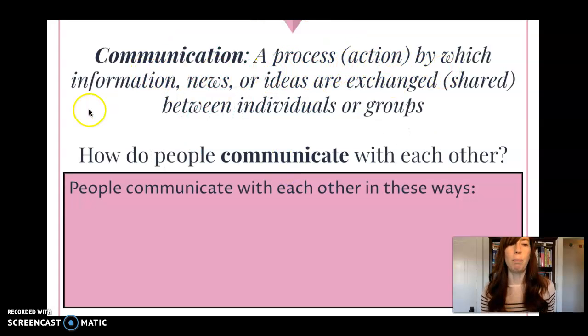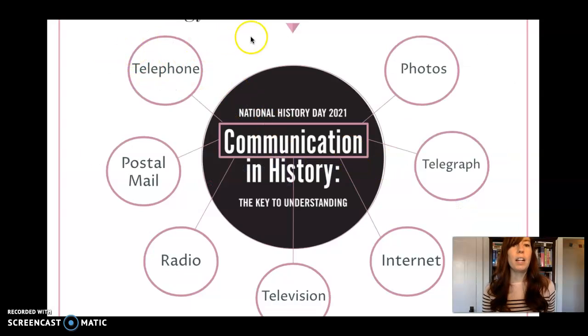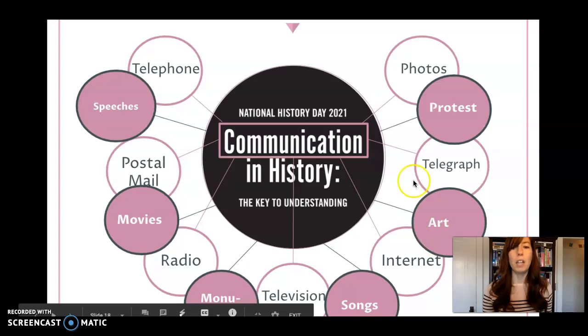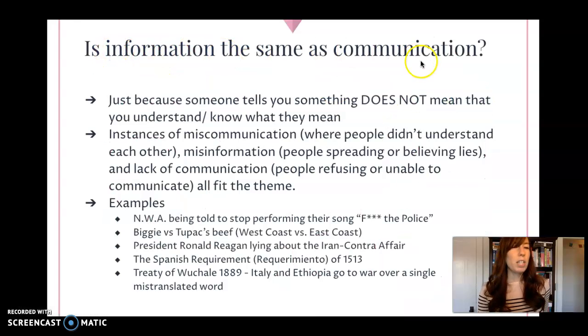Communication: a process or action by which information, news, or ideas are exchanged or shared between individuals or groups. How do people communicate with each other? People communicate with each other in these ways. Technology or means of communication includes telephone, postal mail, radio, television, internet, telegraph, photos, and speeches, movies, monuments, songs, art, and protest. Is information the same as communication? Just because someone tells you something does not mean that you understand or know what they mean. Instances of miscommunication, where people didn't understand each other, misinformation, people spreading or believing lies, and lack of communication, people refusing or unable to communicate, all fit the theme.